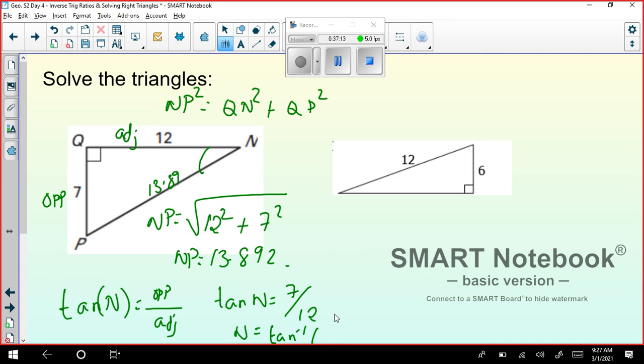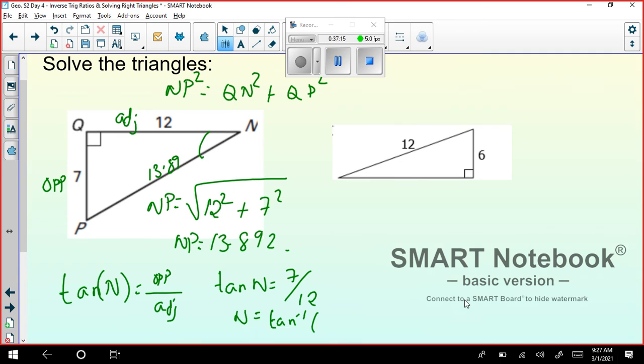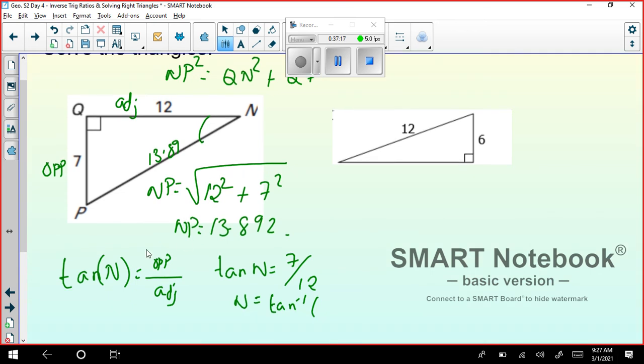This is from the inverse trigonometric function. The inverse trigonometric function says that if I take the ratio of opposite and adjacent and substitute tan inverse there, tan inverse of opposite over adjacent will give us the angle N. So angle N is tan inverse of 7 over 12.